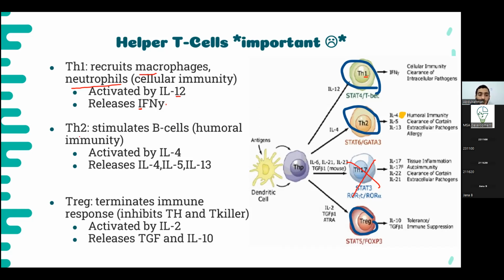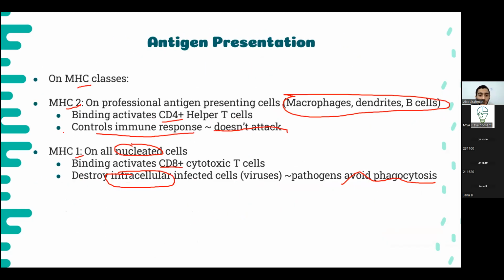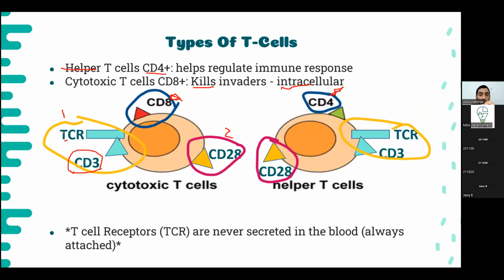The second one is T helper cells type 2. T helper cells type 2 are stimulating B cells, or the humoral immunity. Remember when we said the proliferation of B cells was T cell dependent? Wait, let me go back to this just so that you can link both slides together and then it will make sense.